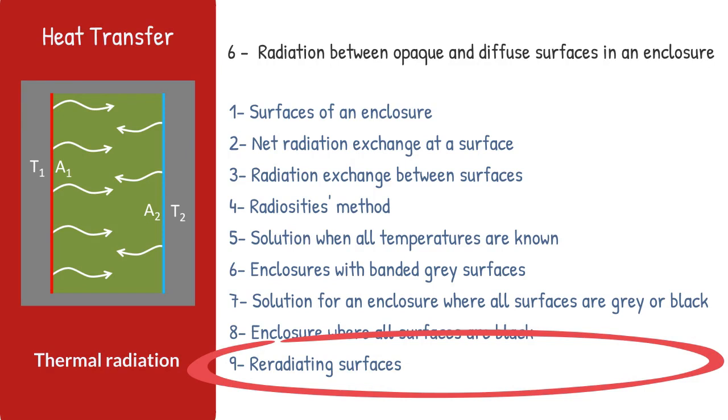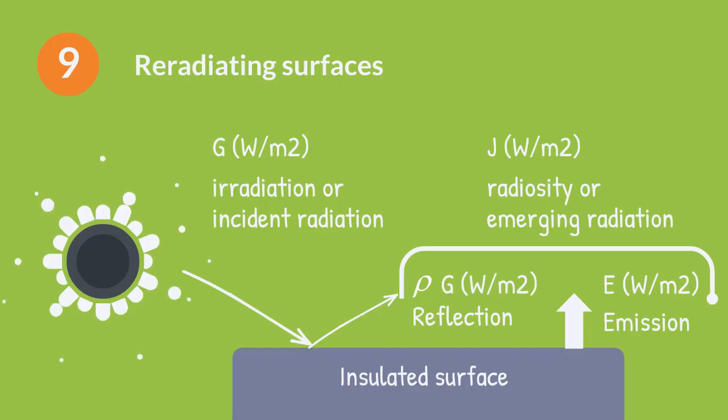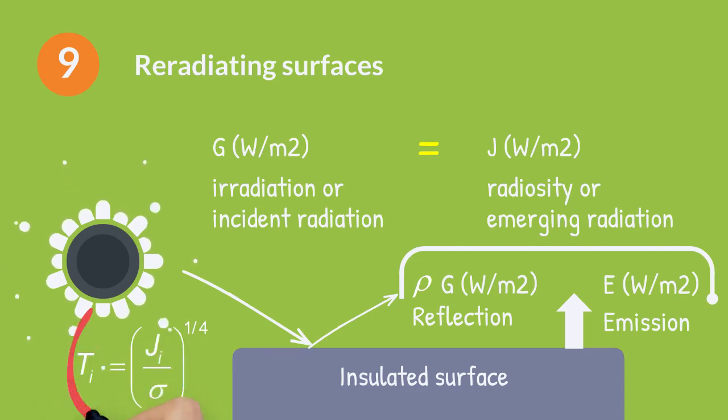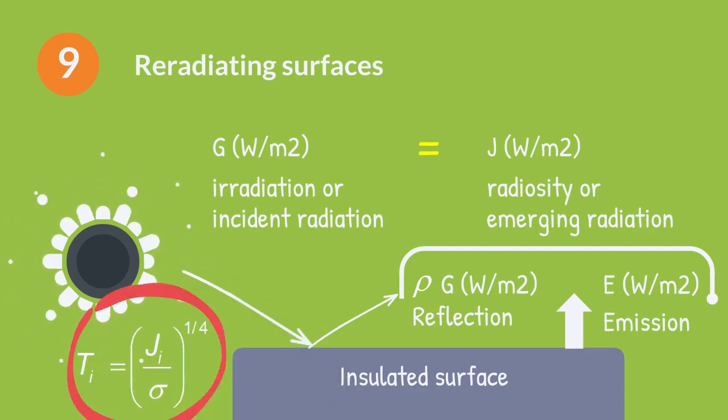Re-radiating surfaces. For a surface on which there is no convection, if it is insulated, the net flux of radiation will be 0. Therefore, the irradiation will be equal to the radiosity. It is shown that, in these cases, the surface temperature can be calculated from the radiosity when the surface is gray.